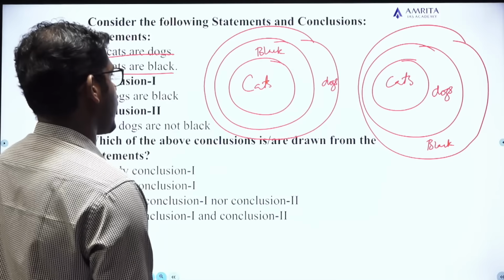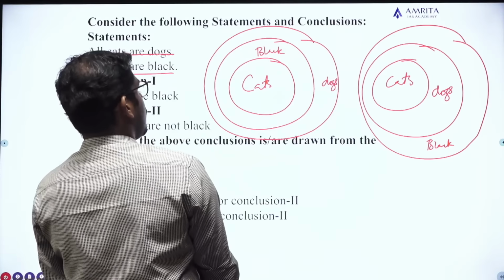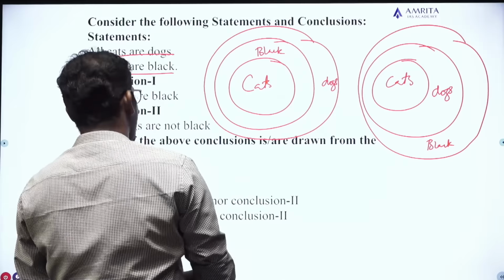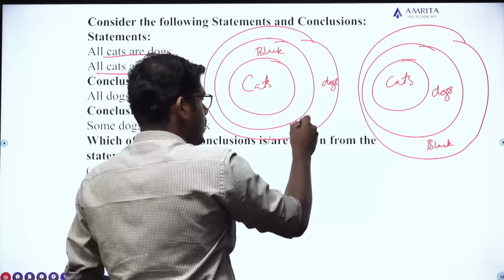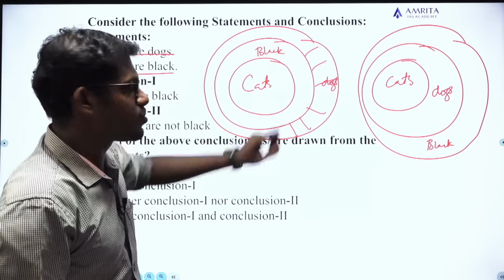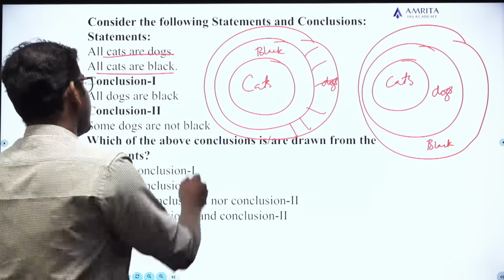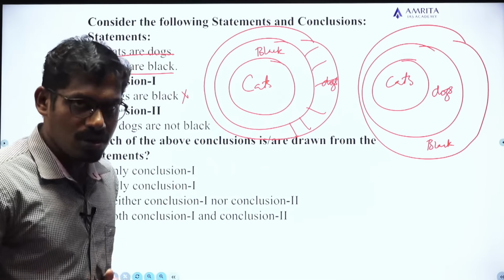All dogs are black. See, all the dogs means this is the large diagram. Black means the second largest diagram. And it says all dogs are black. Is it correct? No, because this also belongs to dog, but it doesn't belong to black. So these are dogs, but they are not black. So we cannot say that all dogs are black. It is incorrect. I hope you got the idea.